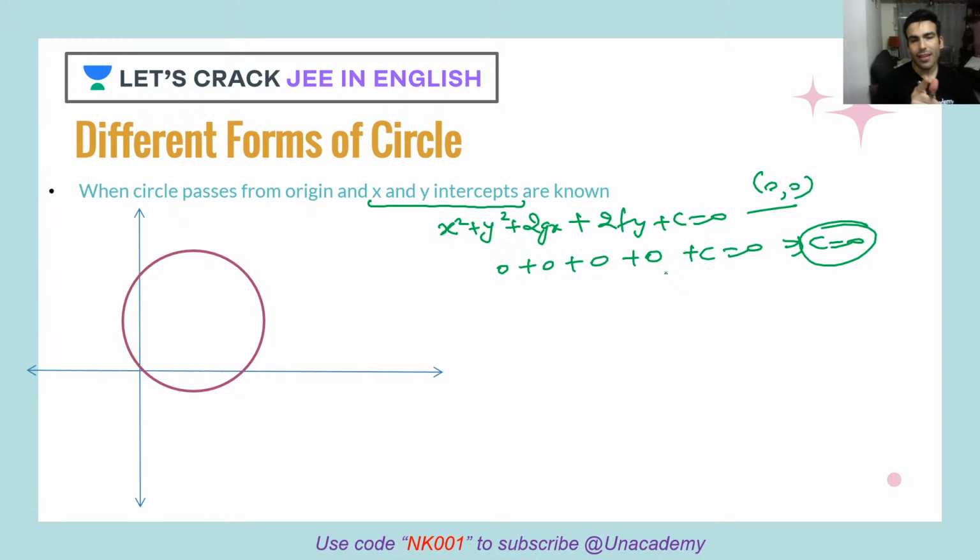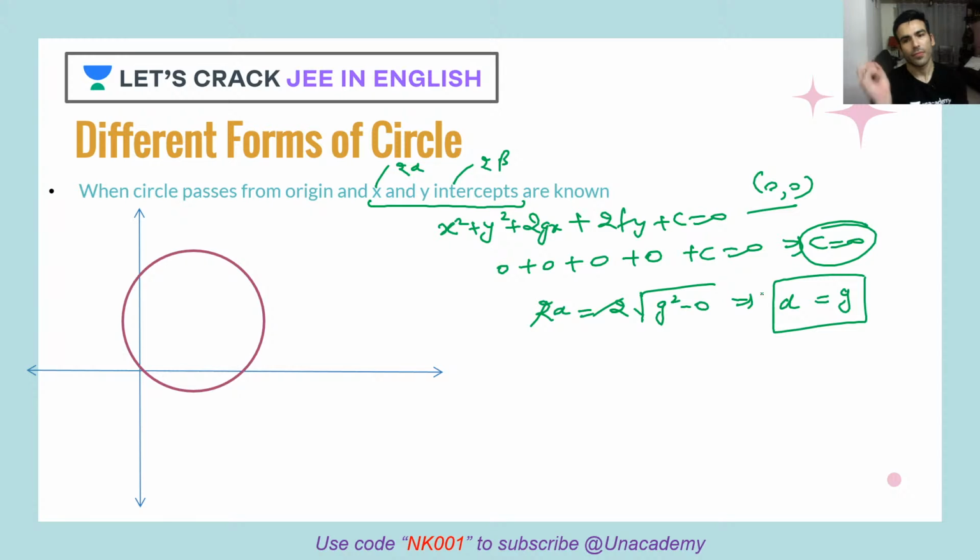Now it says x and y intercepts are known to you. What does that mean? That means, let's say, if I know the x intercept is, let's say, twice of alpha, and I know the y intercept is, let's say, twice of beta. Okay, so twice of alpha is what? Twice of root g square minus 0. So twice 2 will cancel out. I know one thing very clearly, that my alpha will be what? G. Okay, I hope this is clear with you guys.